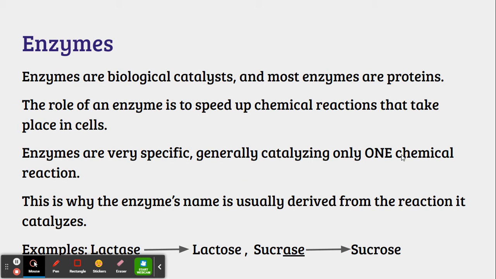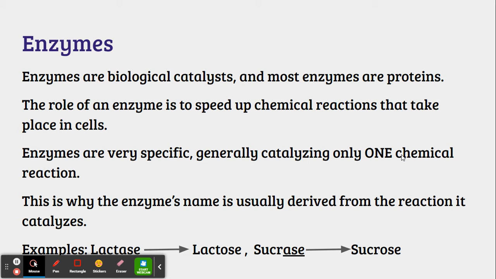Now, a little bit about our enzymes. Enzymes we call biological catalysts, and that's because they are catalysts found in living organisms. Most of the enzymes found in our bodies fall under the category of proteins. The role that enzymes play within our bodies is to speed up the chemical reactions that take place within our cells. Enzymes are very specific in their shape, and so they generally only catalyze, or speed up, one chemical reaction.